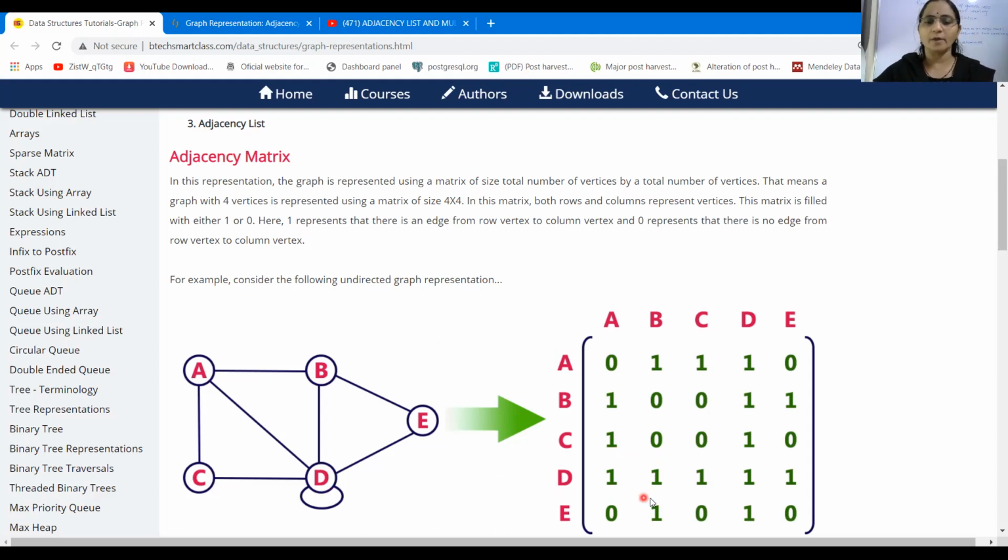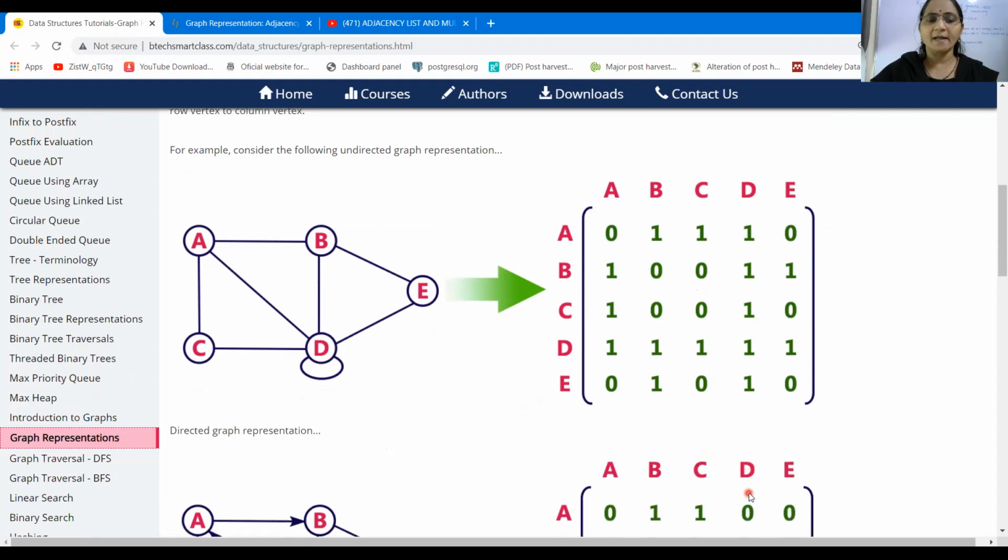Now we check for the D row. See here for D to D. Why is it 1? Because for D to D there is a self loop. Means this edge is starting from D and ends with D, and this is called a self loop. The edge is present for D to D, and therefore the 1 is present here. So this is called the adjacency matrix.